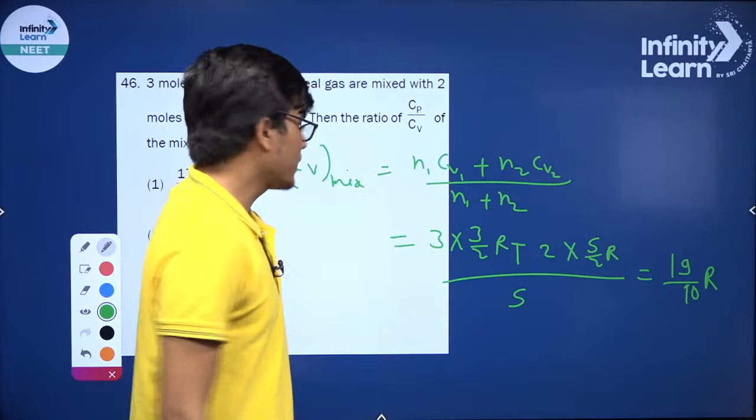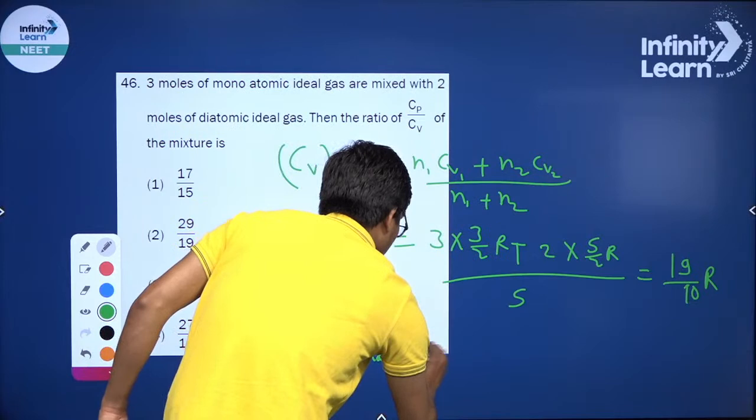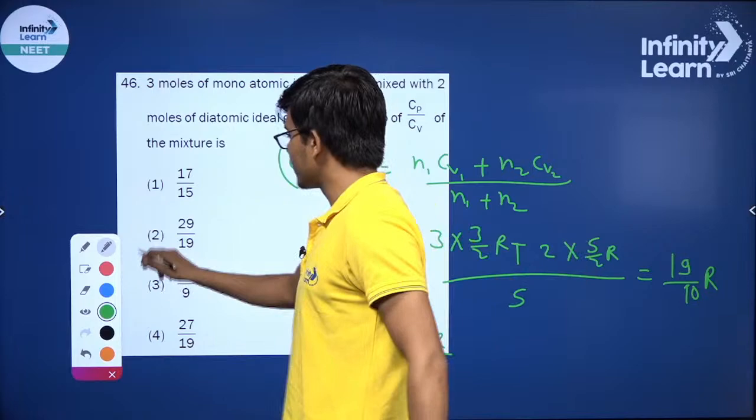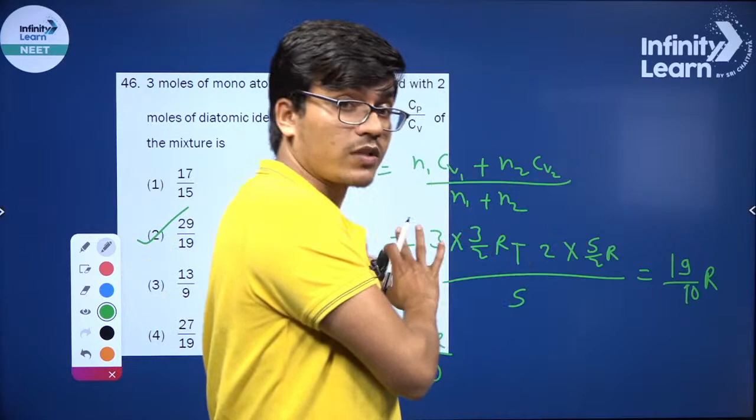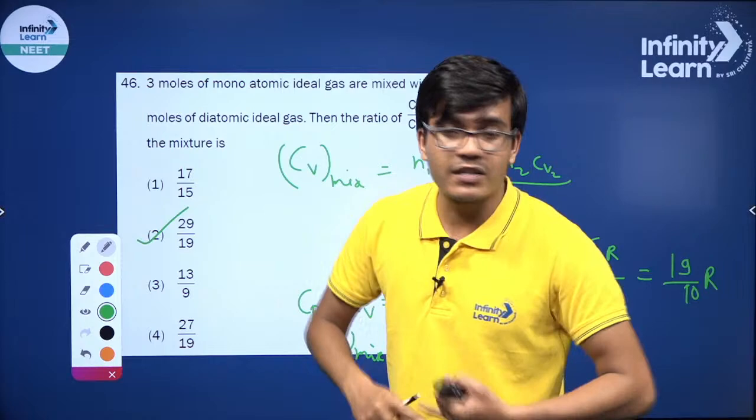And you know that Cp minus Cv is always equal to R. So Cp of mixture will be this one plus R, which means 29 R by 10. And you need Cp by Cv, which means 29 by 19, that is in the second option. Direct formula based question, and these are NEET's favorite questions. Pay attention. They can ask you the molecular weight, like what will be the molecular weight of the mixture. They may ask you the Cv of the mixture, the internal energy of the mixture, or the Cp of the mixture.